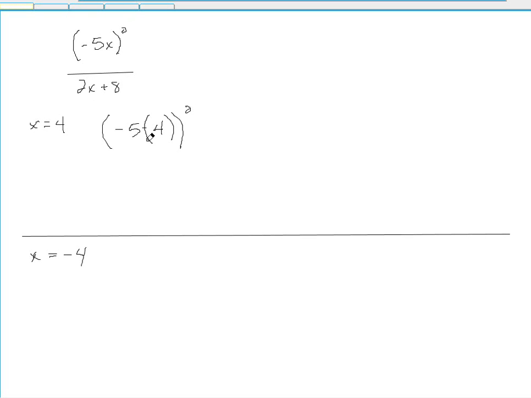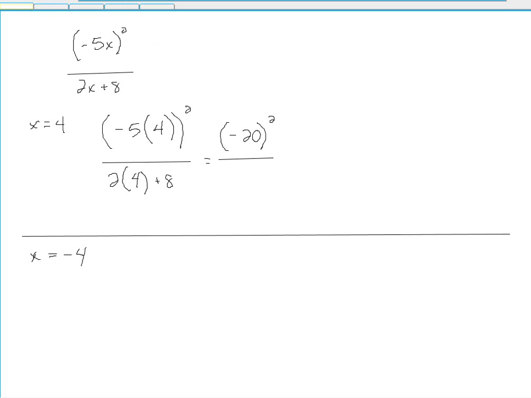So we're just rewriting at this point. Down the bottom, you got 2 times 4 plus 8. And now notice the x is gone. Now it's just a matter of cranking it out arithmetically. Up top you got negative 5 times 4, which is a negative 20. We're going to end up squaring that.